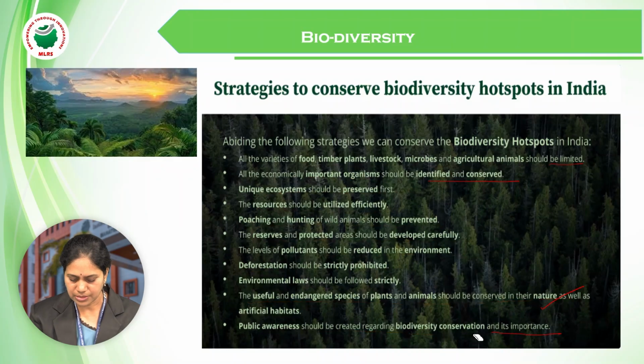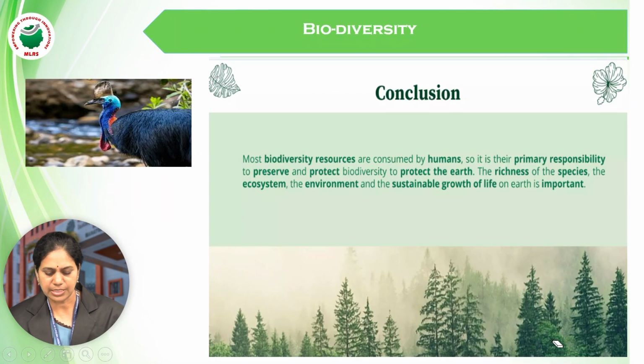So this is almost the last part. Most biodiversity resources are consumed by humans. Whatever we get from biodiversity resources, we are the ones who consume them. So it is our primary responsibility to protect and preserve biodiversity, to protect the earth. In order to make life possible, we have to protect them because we are the best users. We are totally, directly and indirectly, dependent on them.